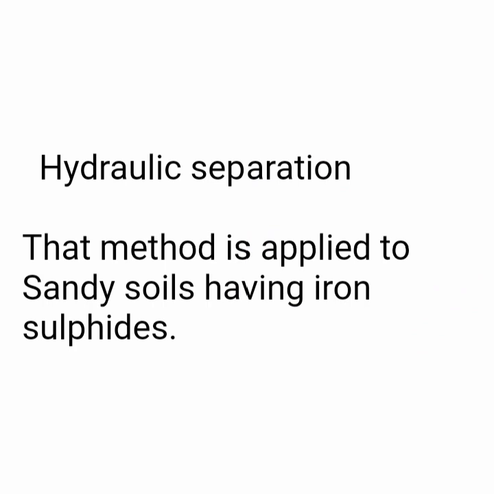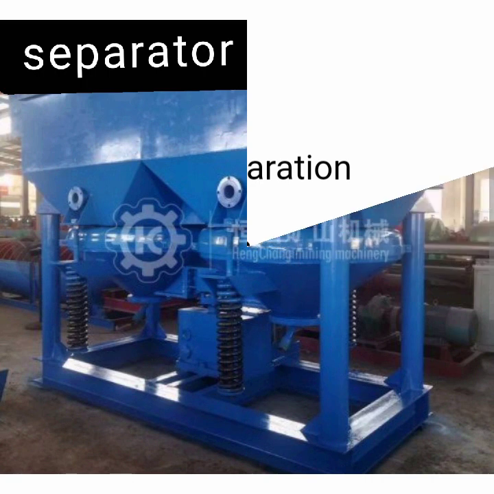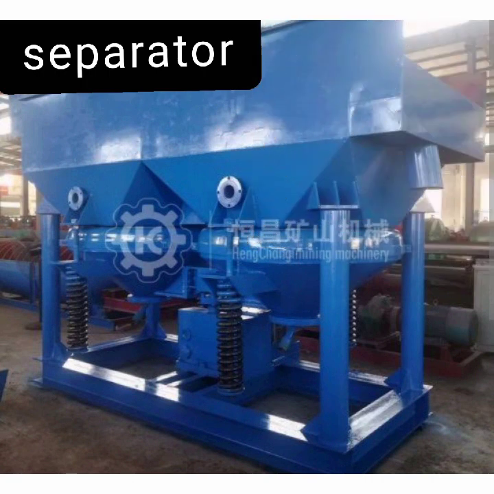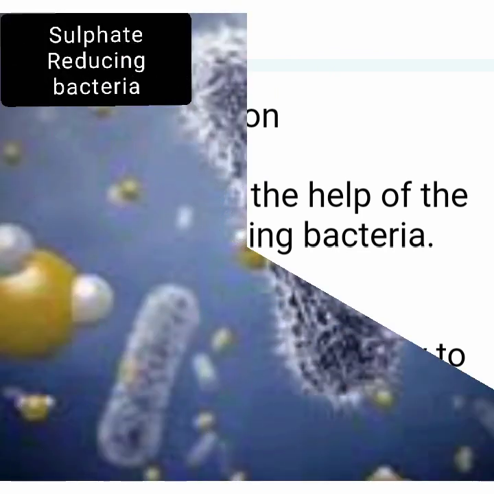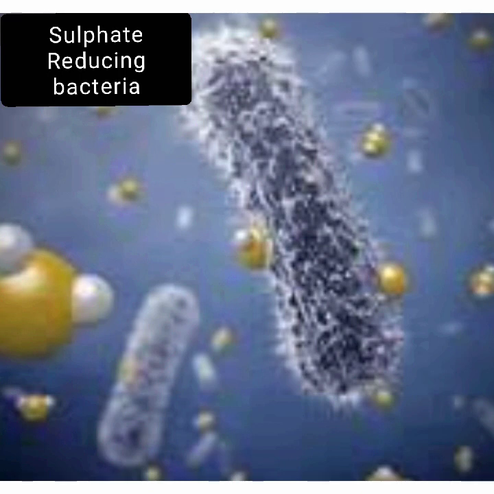Next one is hydraulic separation. That method is applied to sandy soils having iron sulfides. The next one, very popular, is bioremediation. It is done with the help of sulfate reducing bacteria such as Proteus, Pseudomonas, and Salmonella. Those have the ability to reduce sulfur.